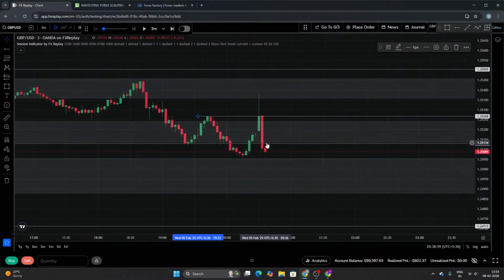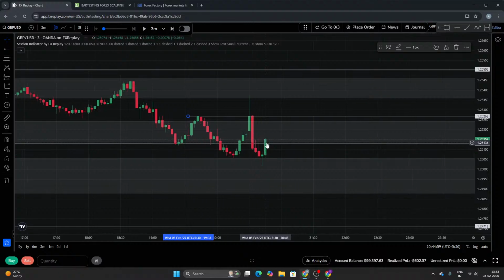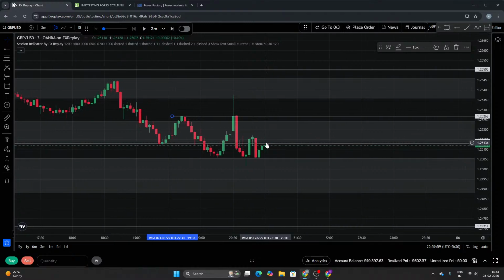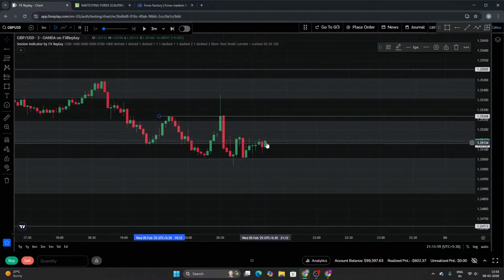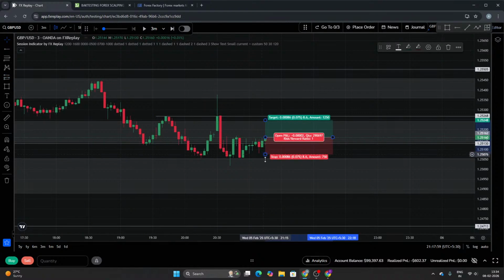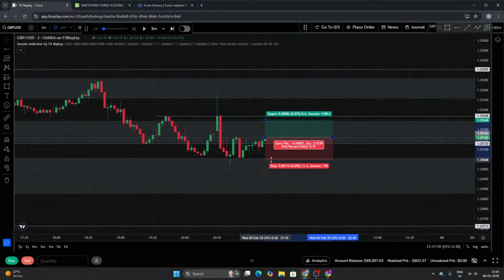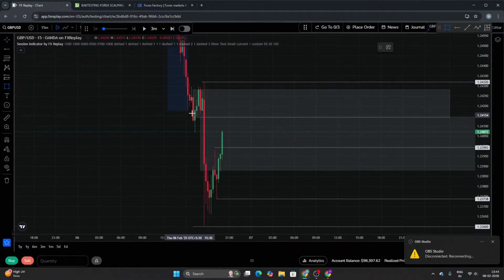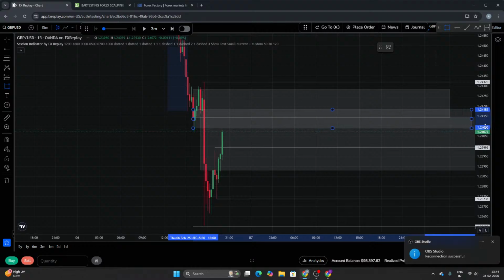Okay. I don't know what I'm supposed to do. There's only a few minutes left before the kill zone ends, and the market has given a trade at this point. I don't know how I should feel about this setup, but a setup is a setup, alright. Yes, this is a breaker block.